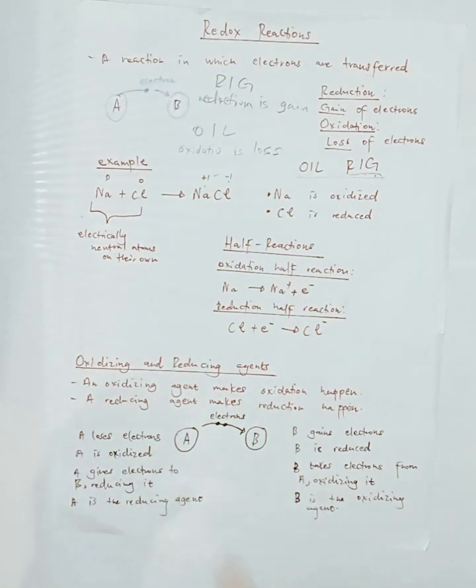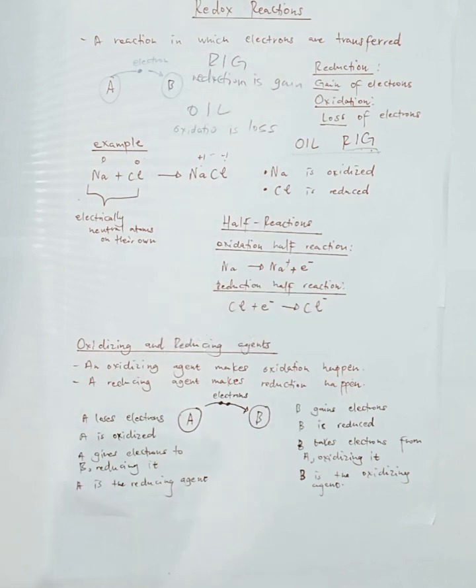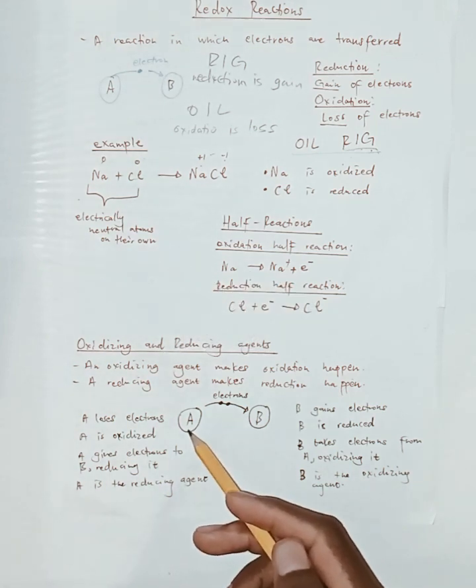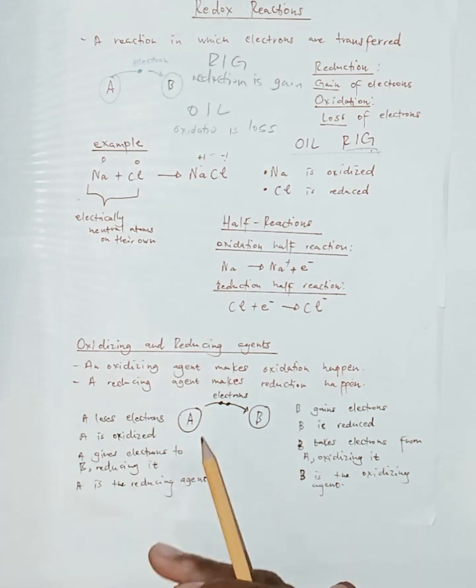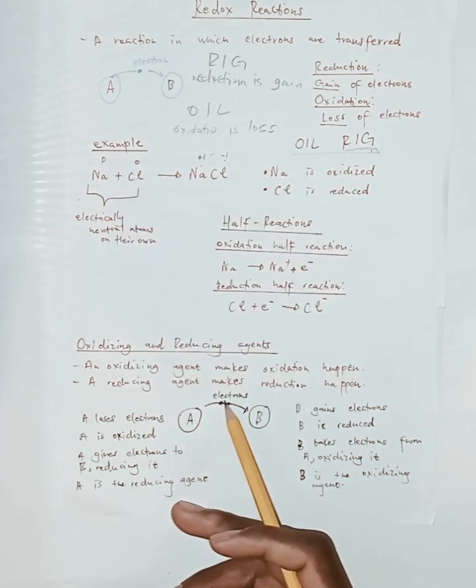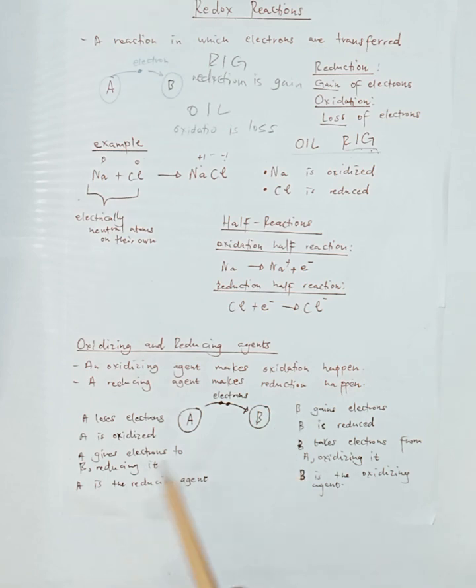Right, moving on, we got this example over there. Look at that diagram over there. We have atom A and atom B once again. As you can see, electrons are moving from atom A to atom B. So here's the explanation of everything that's happening over here. A loses electrons, right? That means A is oxidized. Remember, oxidation is the loss of electrons. So A is oxidized. A gives electrons to B, reducing it.